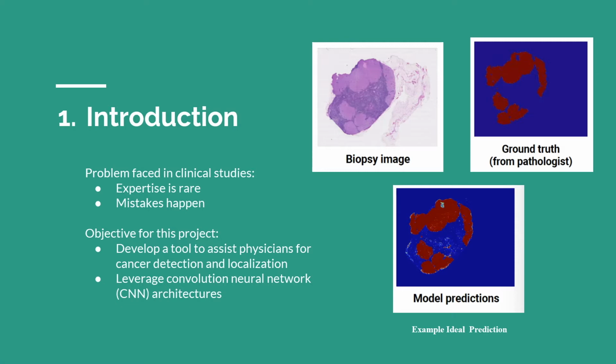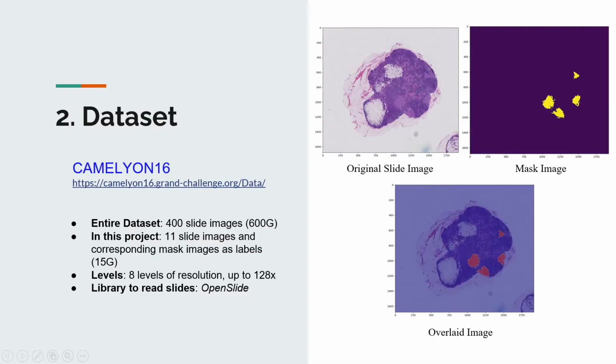Thus, the development of a cancer detection and localization tool can help to assist physicians with diagnosis and prognosis on cancer. The models applied in this project are convolutional neural network architectures. Now let's take a look at the dataset.